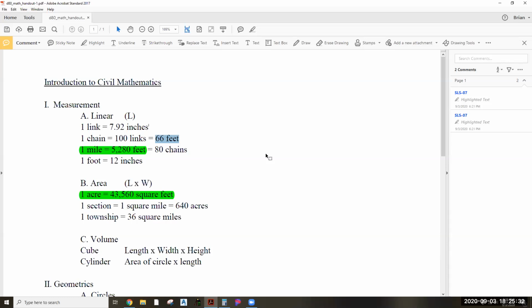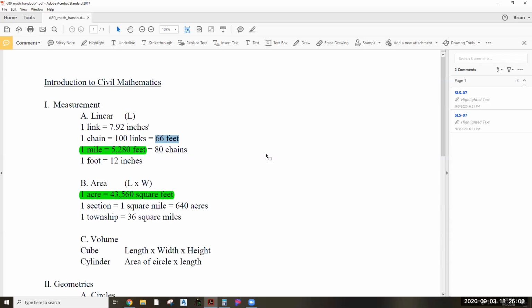Okay, because 100 links divided by 7.92 inches equals 66 feet. And that's how they came up with that. So one chain is 66 feet. 1 mile is 5,280 feet, which equals 80 chains. And as we all know, 1 foot equals 12 inches. Okay.